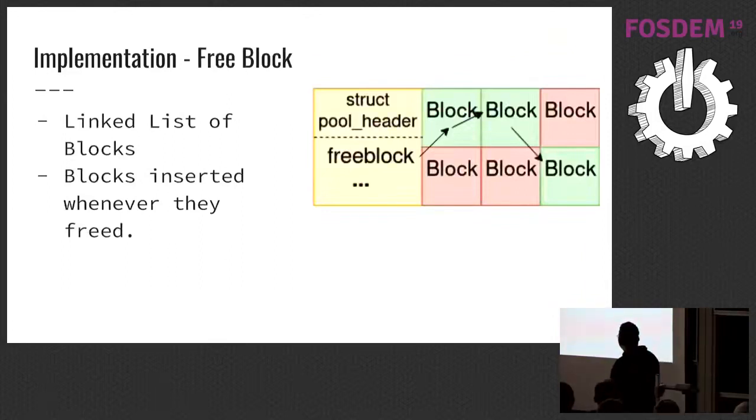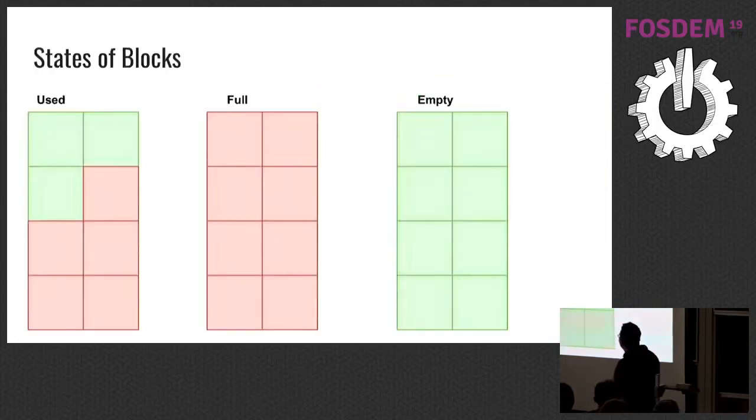Pools has a free block list. The list contains free blocks, and whenever a block is freed, it is inserted into that list. There are states of blocks. Used means it's neither empty nor full. In this one, a block is free, and in this one, a block is currently used. Full means there are no currently available blocks. And empty means every block is empty, and it will be linked to the free pools list of its arena.